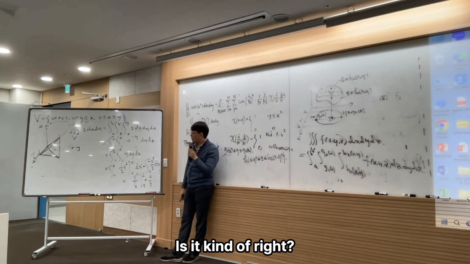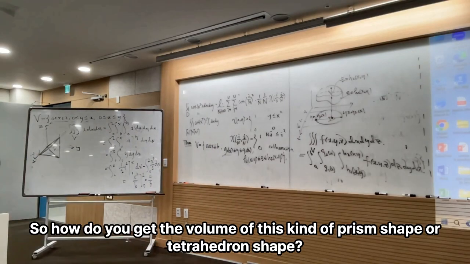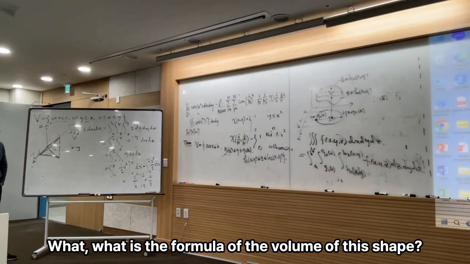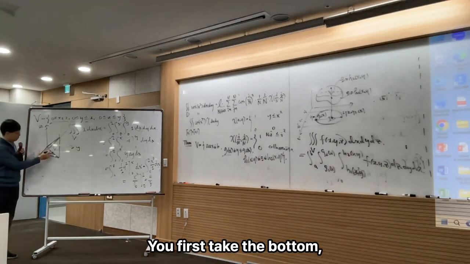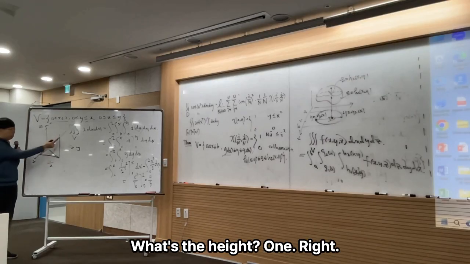Is it kind of right? So how do you get the volume of this kind of prism shape or tetrahedron shape? What is the formula for the volume of this shape? You first take the area of the bottom, which is 1 over 2, right? What's the height? 1, right?